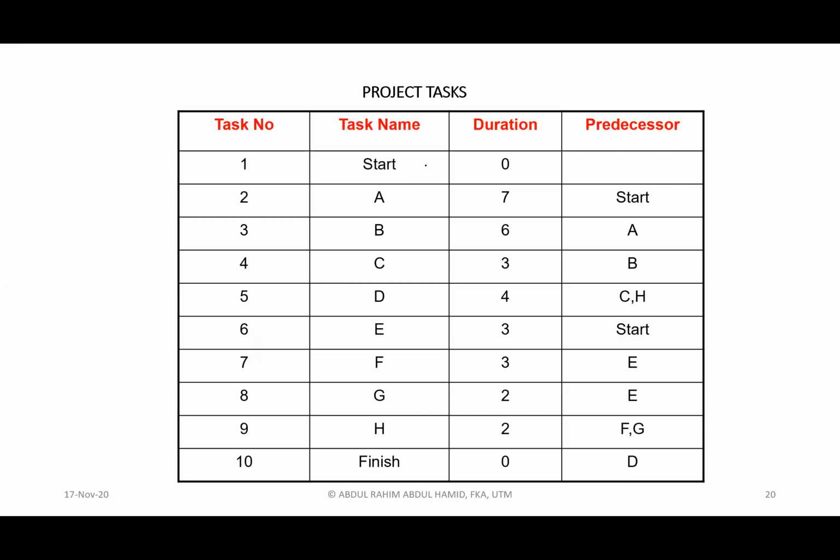Okay, now let's give one simple example. Normally, if you want to draw a network diagram, you must have some information. What could be the information? A list of activities. In this case, we use start, A, B, C, but in reality, you must put a proper name. Then there must be duration, with unit. What unit are you going to use? The simple one could be days.